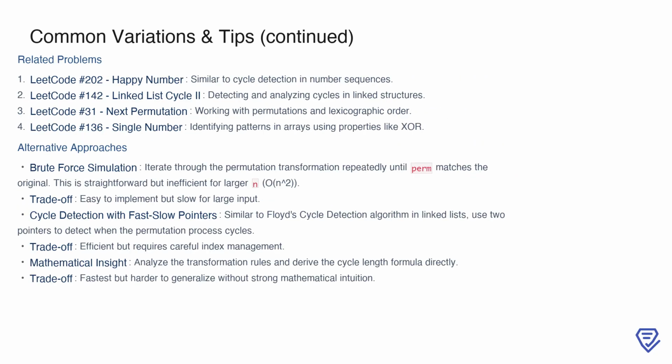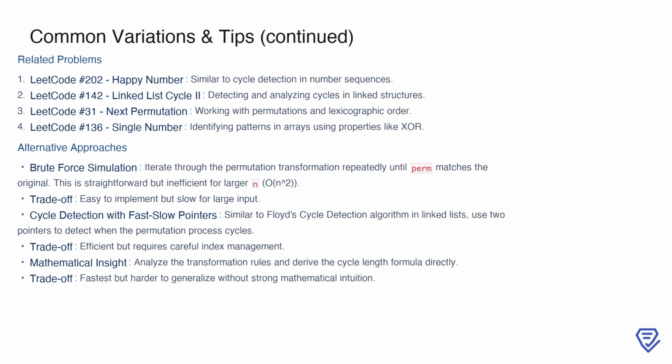There are several related problems that can help deepen your understanding of this topic. For example, LeetCode number 202, Happy Number, involves cycle detection in number sequences, while LeetCode number 142, Linked List Cycle 2, focuses on detecting cycles in linked structures. LeetCode number 31, Next Permutation, deals with permutations in their order, and LeetCode number 136, Single Number, highlights pattern recognition in arrays.